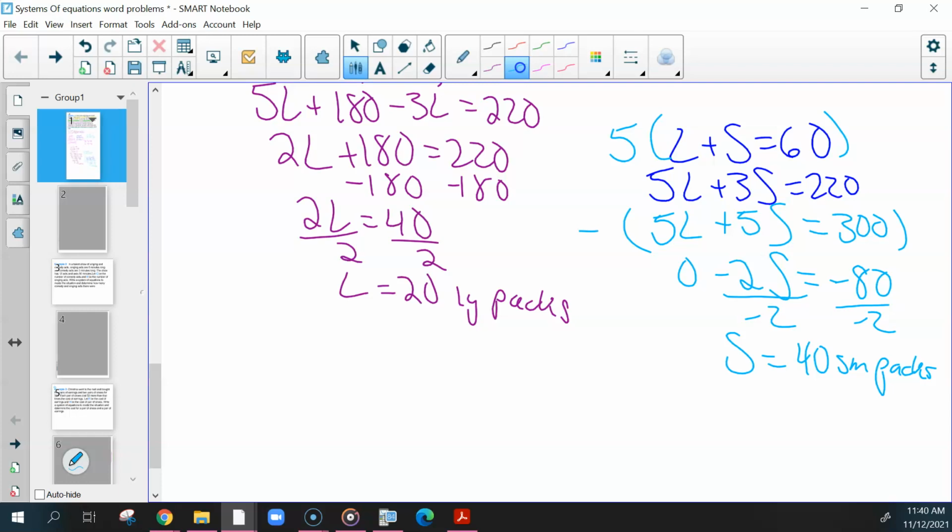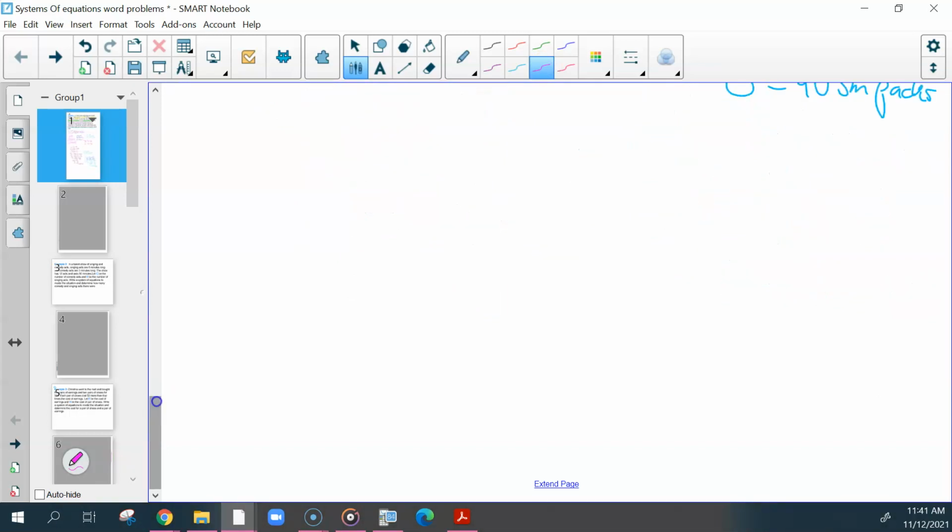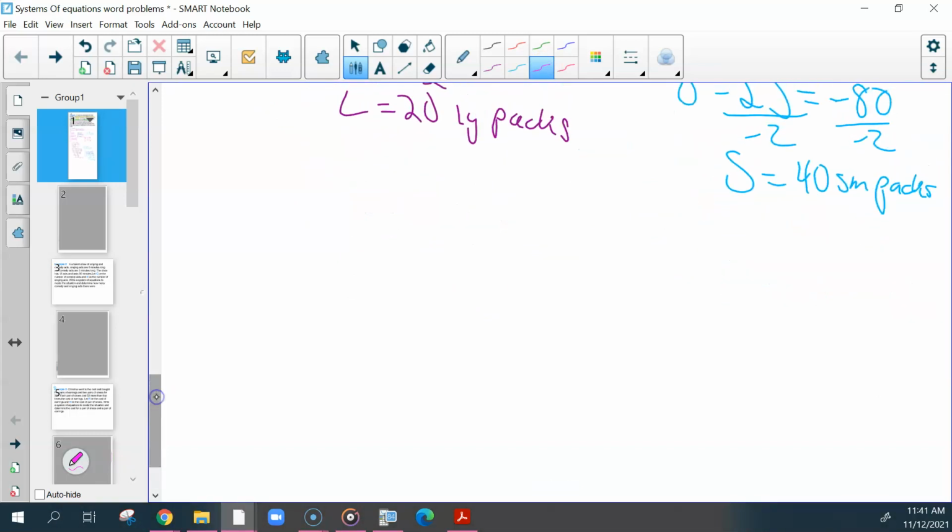Once you find one of them, or in our case S, we can go back and find L, put it in either of these equations. I'm going to put it back into the L plus S.